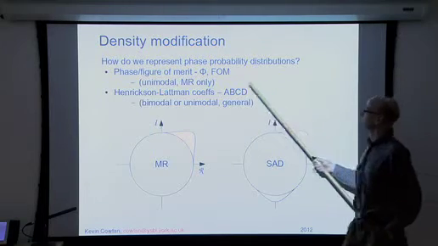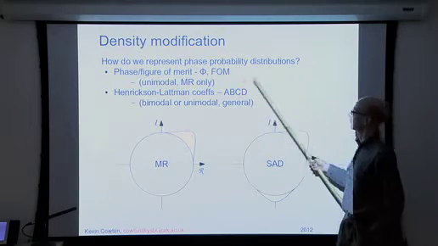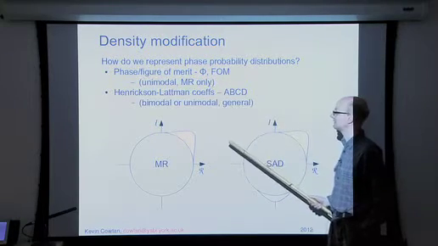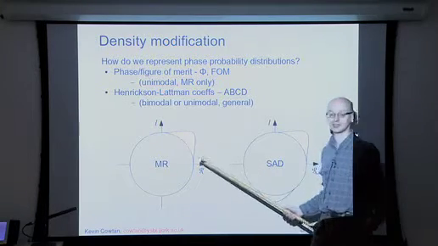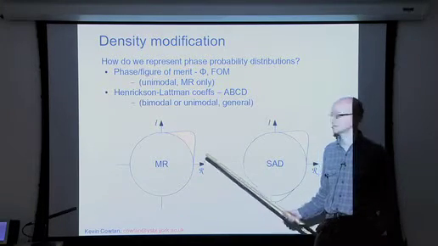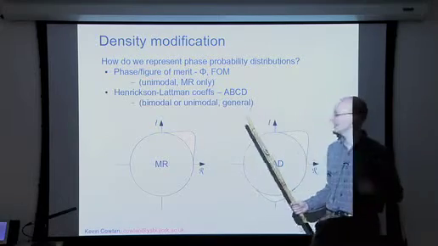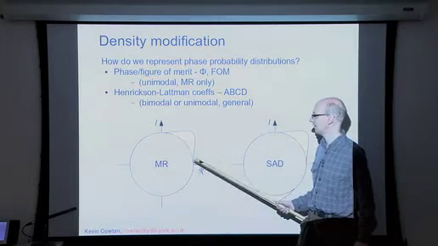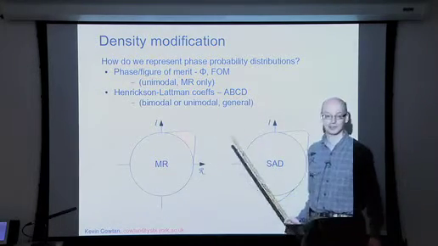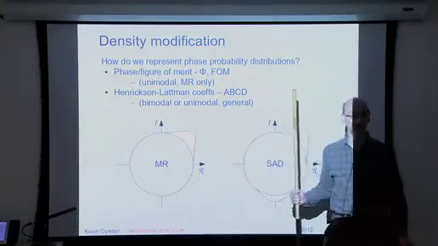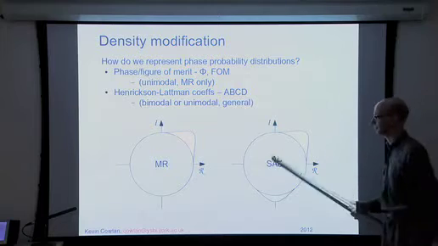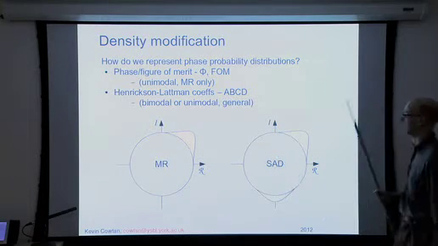How are these represented? There are 2 different representations. One is a phase and a figure of merit. The phase is the center of this distribution, and the figure of merit tells us how wide the distribution is. If the figure of merit is 1, that means we know the phase exactly. This is a delta function, a spike. If it's 0, we know nothing about the phase. This probability distribution is equally distributed around the circle, and values in between. So this is probably about 0.5 or something.